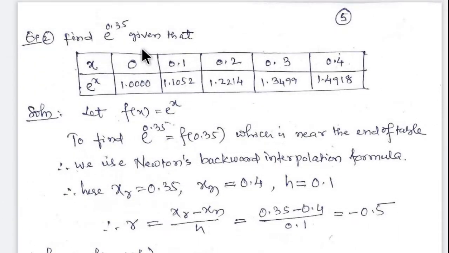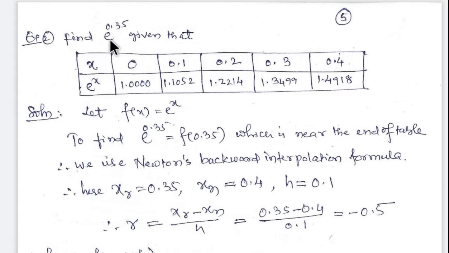Hello students, I am going to explain today a few more examples on interpolation. Example 2: find e raised to 0.35. The given data are like this: x values 0, 0.1, 0.2, 0.3, 0.4, and e raised to x. Here y, or f(x), equals e raised to x.